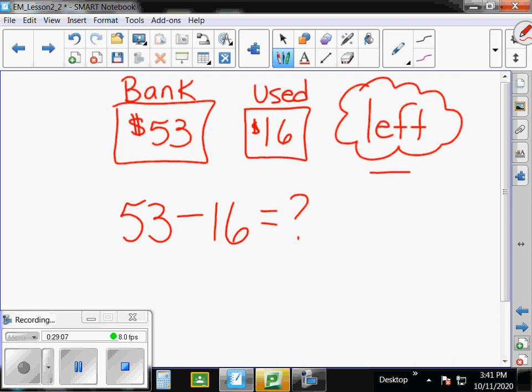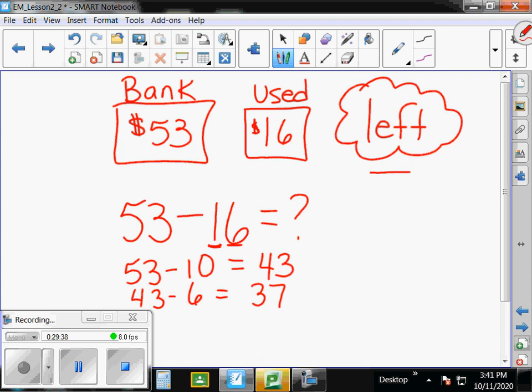All right, so now let's solve this. So 53 minus 16. Let's see, if I do 53 minus 10, that's going to get me to 43, right? So I subtracted the 10. Now I've got to subtract the 6. So 43 minus 6, well, I know that 43 minus 3 is 40, and I'd have to subtract 3 more, so that's going to get me to 37.